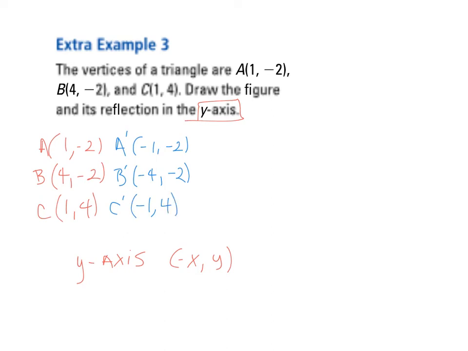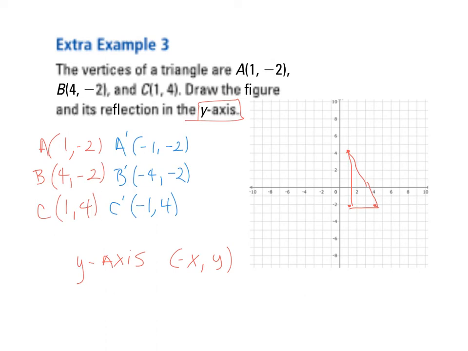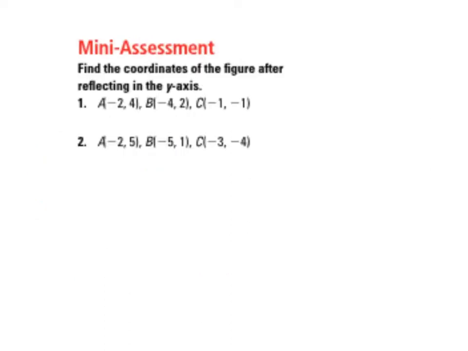Alright, let's graph this. Alright, so I've drawn the original. Now let's put in our new points. (-1, -2), which is going to be right there, approximately. (-4, -2), about right there. (-1, 4). And if I connect this to make our triangle, we can see that that is a reflection over the y-axis. Alright, so we're going to put these through. They just want us to put it through the rule.